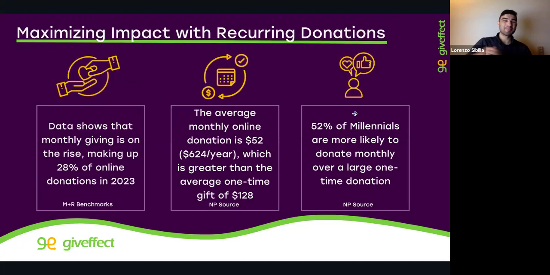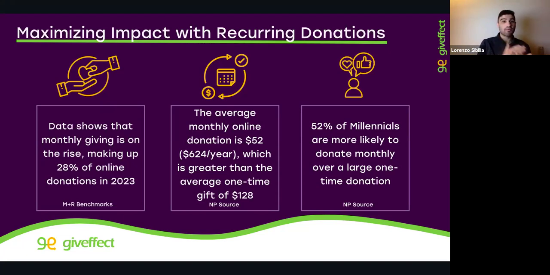Excuse me. So as far as recurring gifts go, right, maximizing our impact with recurring donations. So these are just some general statistics. Again, not even looking at Giveffect, just looking at the sector as a whole, right? So data ultimately shows that monthly giving is on the rise. Over 28% of online donations in 2023 were recurring gifts, right? They were monthly gifts. That's just under 1/3 of online gifts made last year.